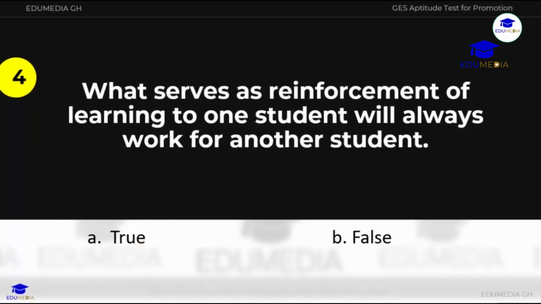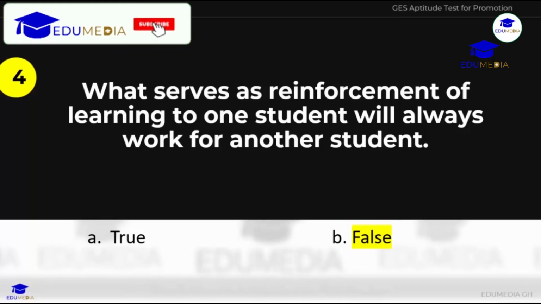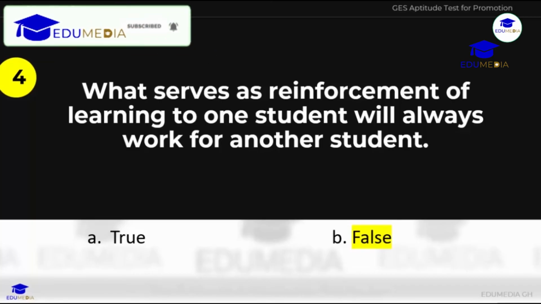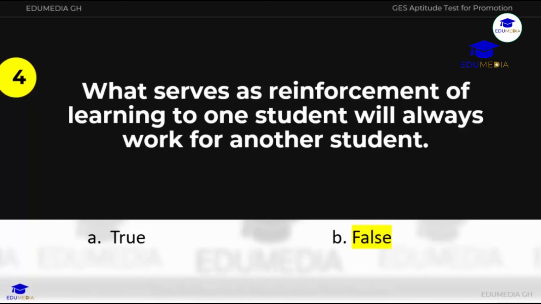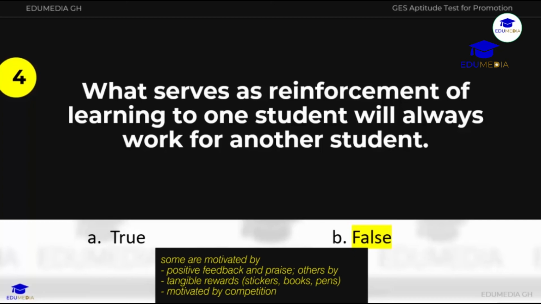Question number 4. What serves as reinforcement of learning to one student will always work for another student? The correct answer here is false. Now, what serves as reinforcement of learning to one student will not necessarily work for another student. Every student is unique and has their own individual learning style, motivations, and preferences. What may be an effective reinforcement of learning for one student may not be effective for another student.